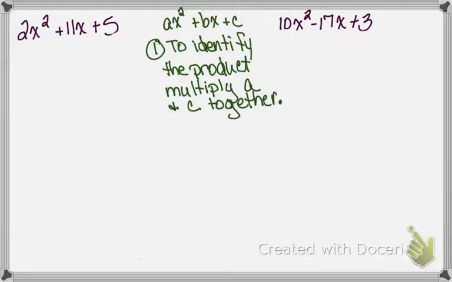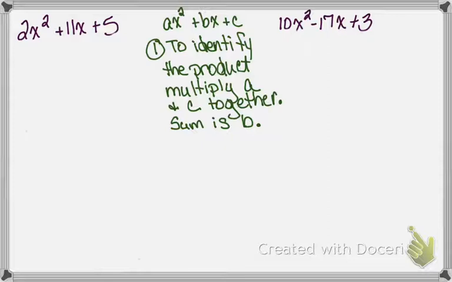Okay? To identify the product, multiply A and C together. Sum is still our B value. So the one thing that we're changing is to get our product, we are multiplying our A and our C value together.